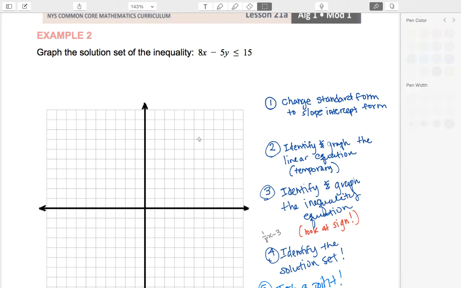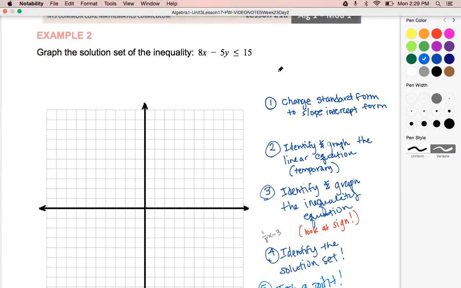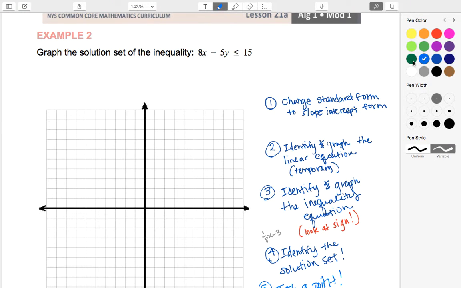So for this part, we're going to do the same thing. We're going to change this to slope-intercept form. So eventually this will become negative 5y is less than or equal to negative 8 plus 15. Divide by negative 5 on both sides. Y is less than or equal to 8/5 x minus 3, okay?